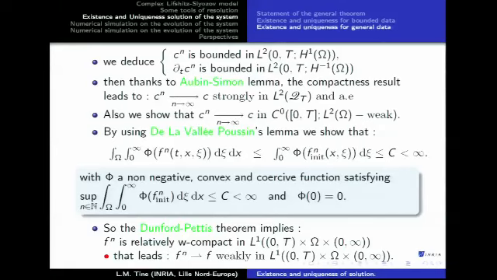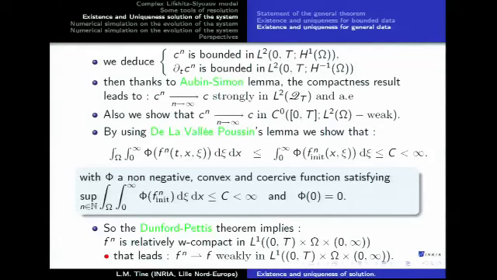Okay, we deduce as previously that Cn is bounded in this space and the time derivative is also bounded in this space, and then we can apply the Simon lemma and have the compactness result.